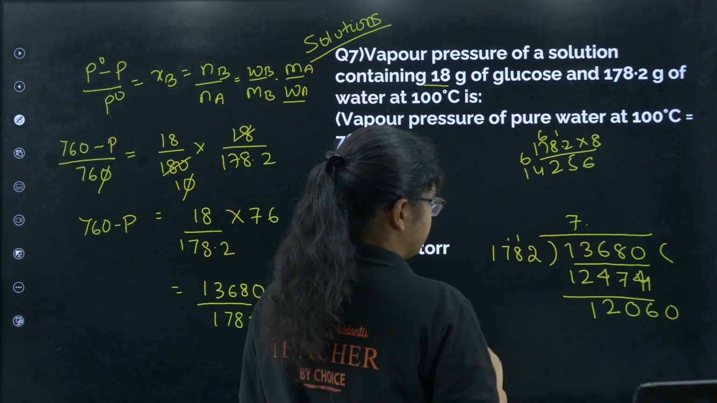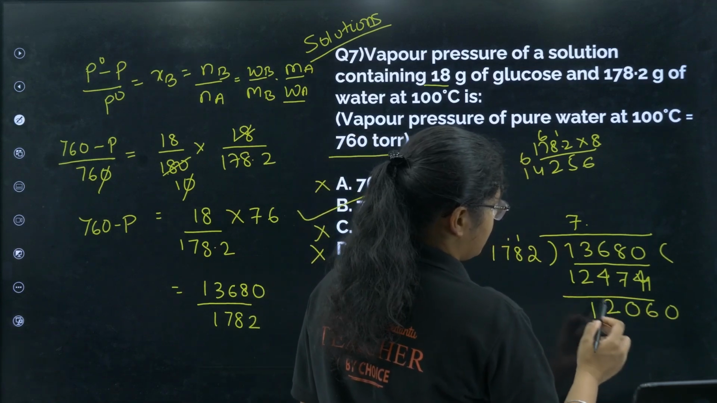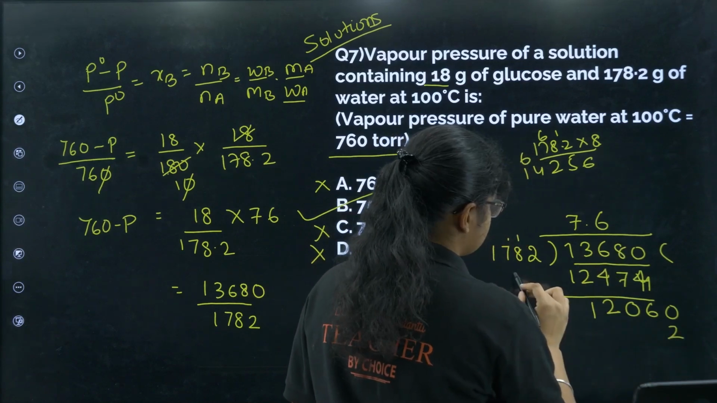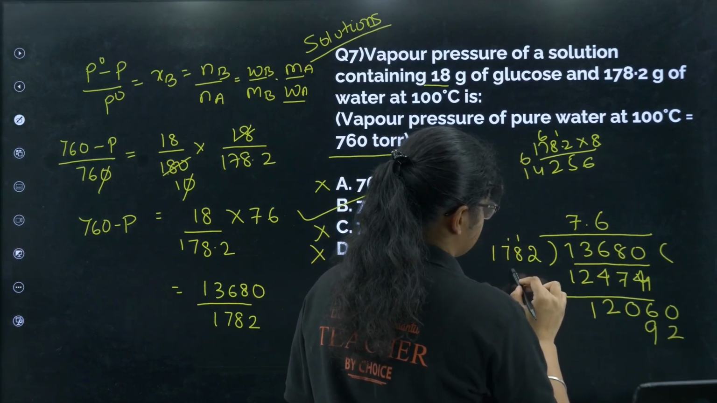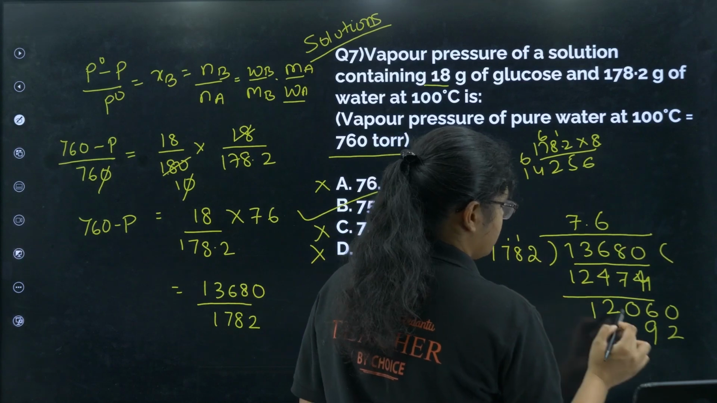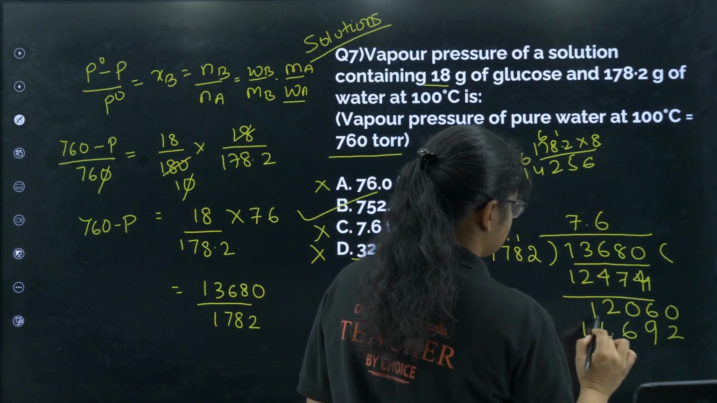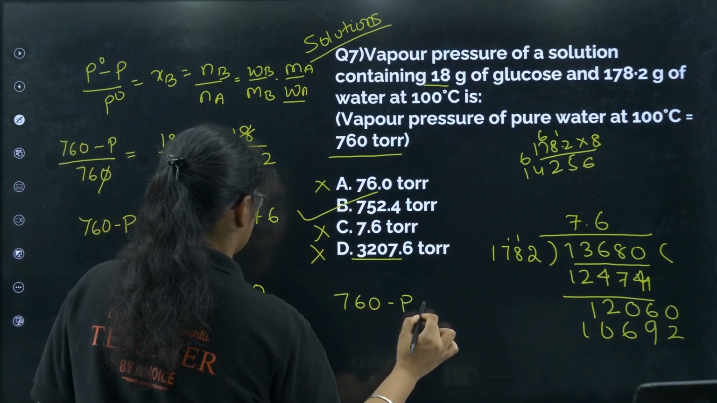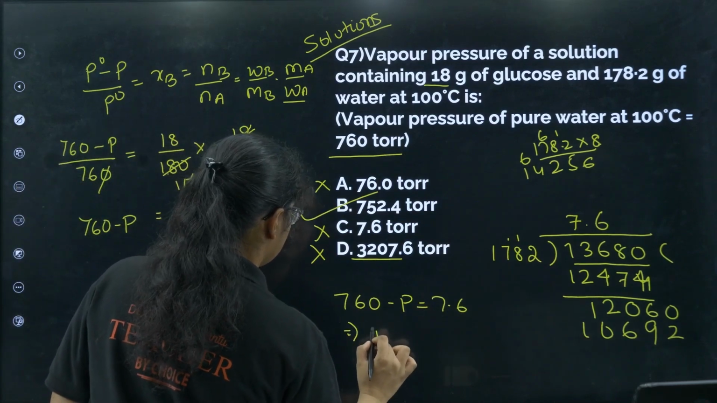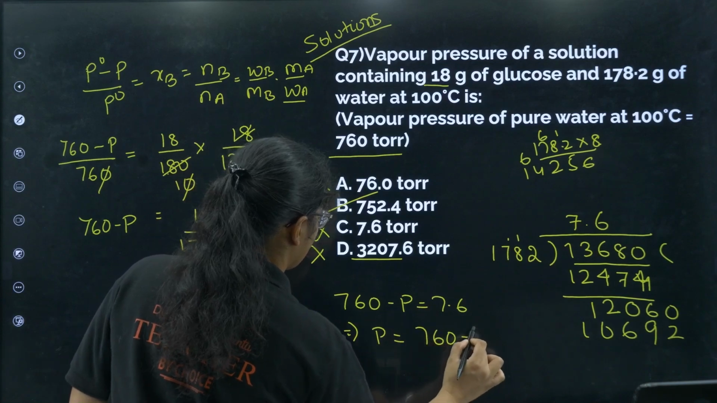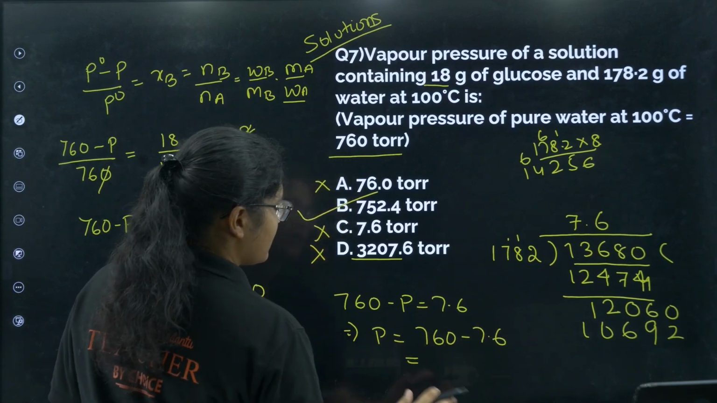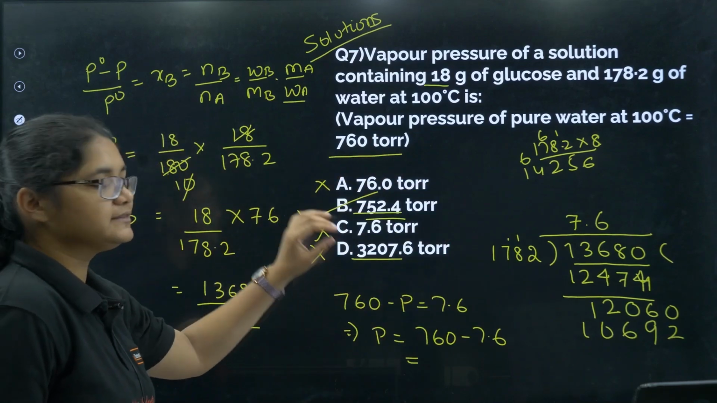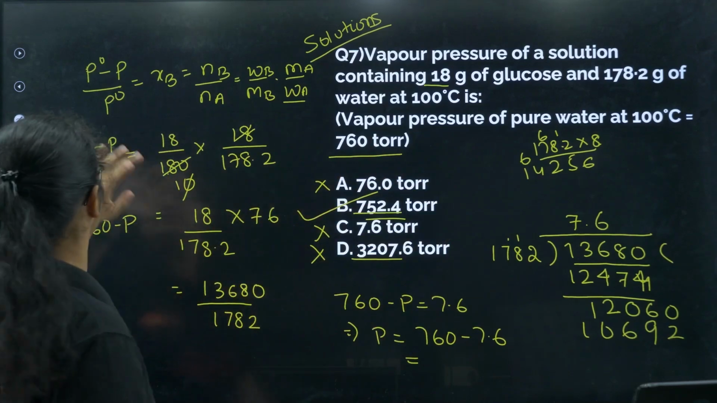If I put a decimal here, next I can take, you can see 1 2 4 was 7, so it will become 7.6. I can take 6 2s are 12, 6 8s are 48 plus 1 is 49, 6 7s are 42, 42 plus 4 is 46, 6 1s are 6 plus 4 is 10. So 7.6 something I will get here, right? So I can say 760 minus P equals 7.6, and P will be equal to 760 minus 7.6. So something around 753, or 752.4, that is option B. But without doing these calculations also you can easily guess the answer.